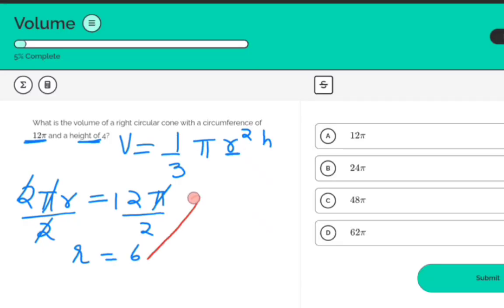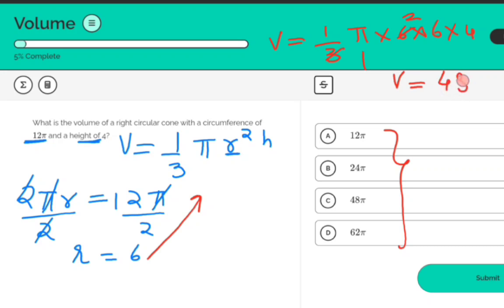So let's put it in this equation. We can say volume equals 1 upon 3. We'll not put the value of pi because the answers are given in pi. Instead of r we'll write 6 multiplied by 6 multiplied by h, which is 4. So this is 1 by 3, and 3 times 2 is 6, so the final answer would be 2 multiplied by 6, which is 12, and 12 multiplied by 4, which is 48. So the volume is basically 48 pi cubic units. So option C is our answer.